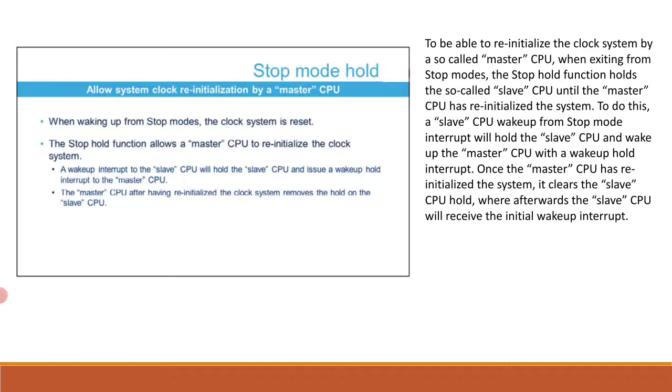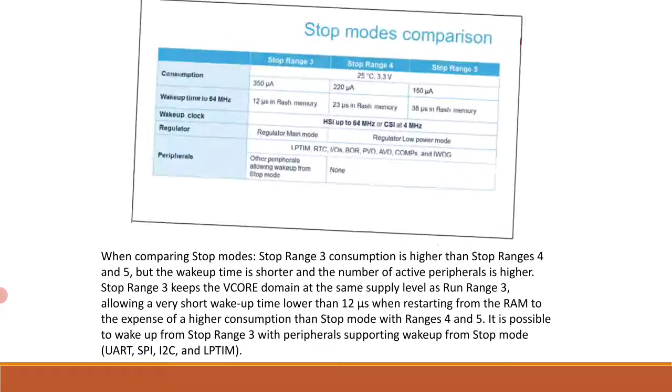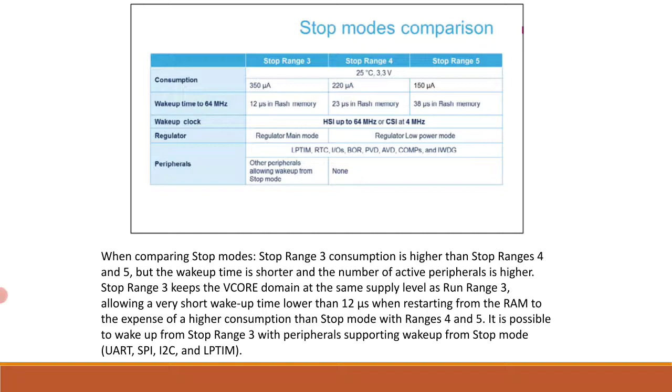Let's see a small comparison of the stop modes, range 3, range 4 and range 5. When comparing stop modes, stop range 3 consumption is higher than stop range 4 and 5, but the wake up time is shorter and the number of active peripherals is higher. Stop range 3 keeps the vCore domain at the same supply level as run range 3, allowing a very short wake up time lower than 12 microseconds when operating from the RAM, to the expense of higher consumption than stop mode with the ranges 4 and 5.